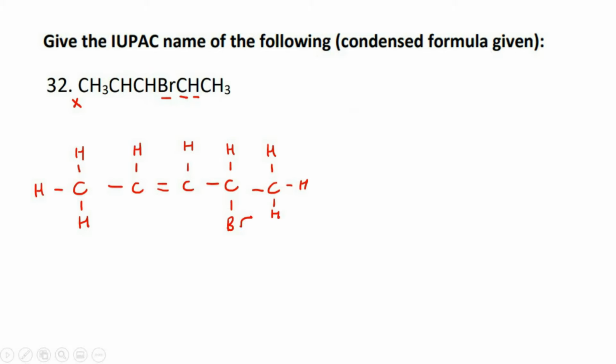Now we need to come up with the name for this thing. So we're going to label it from the left. The reason is that the functional group is this double bond. So we're going to label it from the side that gives the functional group its lowest number. So the longest continuous chain would be 1, 2, 3, 4, 5. So that's 5 carbons. So that's going to be pent.